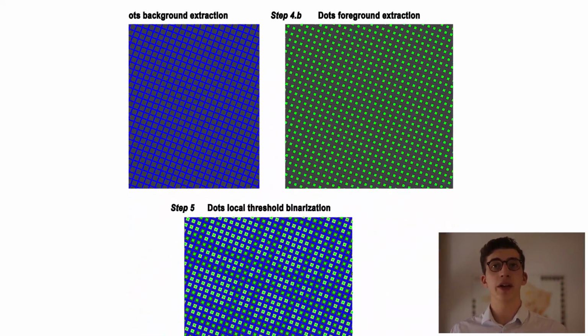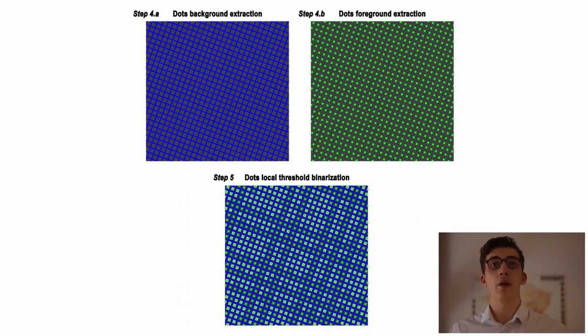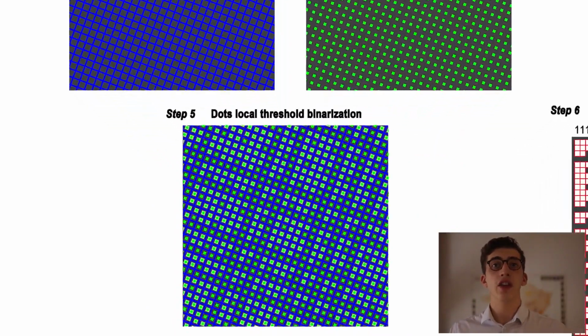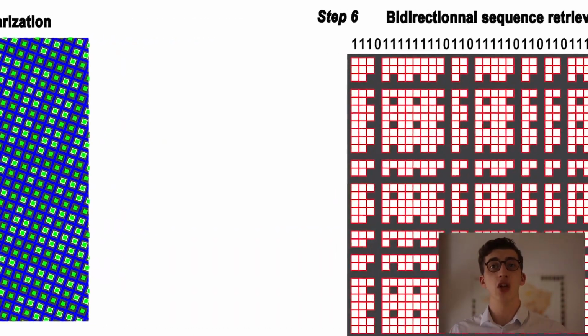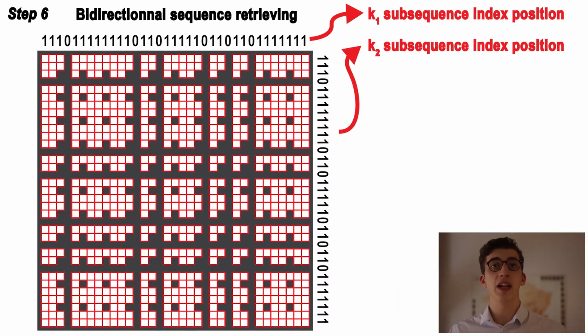These two reconstructed patterns allow us to apply a threshold on each dot of the original pattern image, leading to an accurate and robust local threshold binarization, which presents the bidirectional encoding binary sequence. By searching with the convolution product the position of these subsequences inside the whole encoding sequence in both directions, we can find the rough position of the pattern image in the pattern referential.